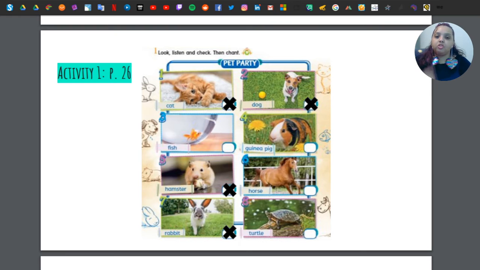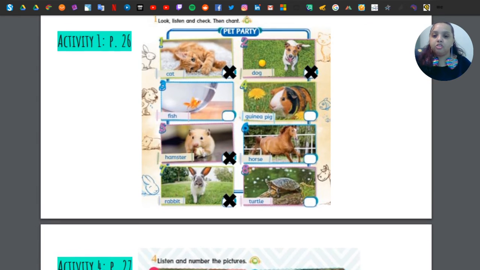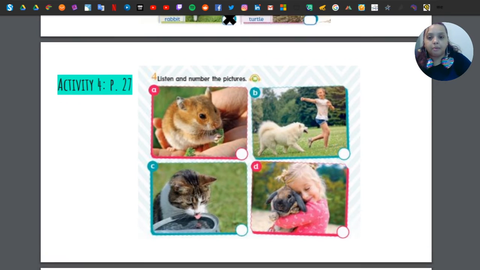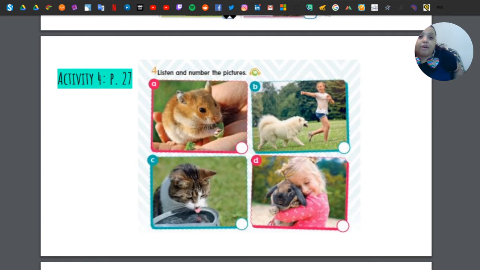Now, we are going to do activity 4 together. Let's go! Listen and number the pictures. Então, a gente vai ouvir e numerar as fotos, as imagens. Quais são 4 coisas que todo bichinho de estimação precisa? Pensou bem? Vamos ver se você tá certo?